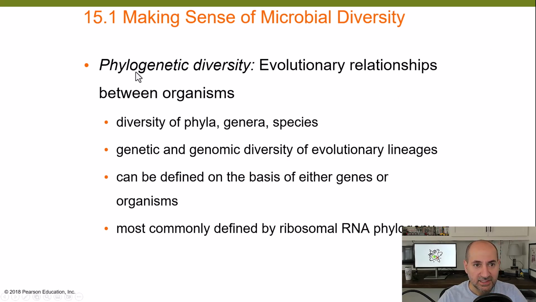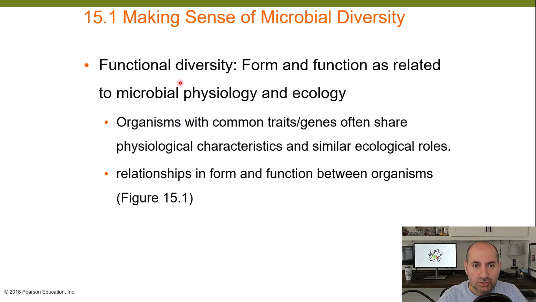Now, there is such a thing as phylogenetic diversity. This means evolutionary relationships between organisms, where you're comparing organisms based on relatedness and looking at taxonomy. And then there's functional diversity, where you're looking at form and function as related to microbial physiology and ecology. So this chapter focuses on functional diversity over phylogenetic diversity. We're looking at functions of different microorganisms and how these functions can be distinct to different groups.